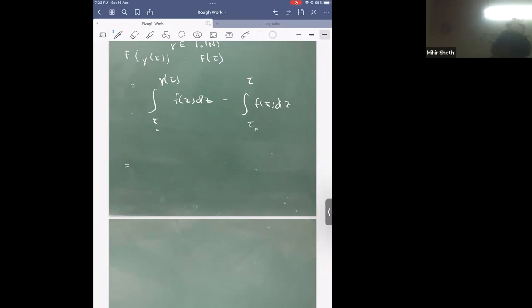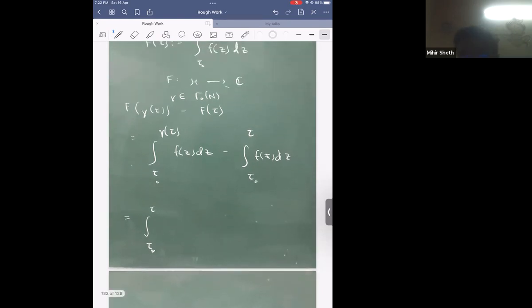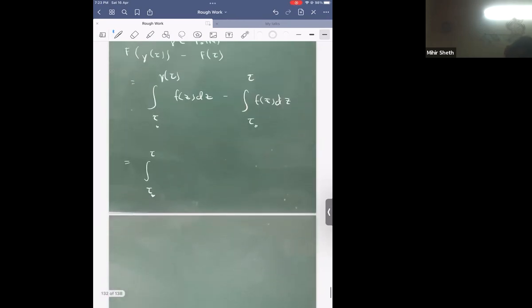Yeah, I can write the first part as integration from tau 0 to gamma tau 0 of xz dz, plus integration from gamma tau 0 to gamma tau of xz dz, and then subtracting the second part, that is the integration from tau 0 to tau of xz dz.